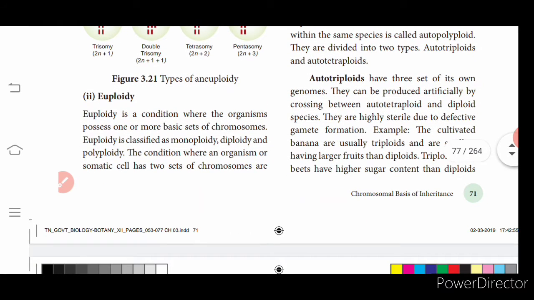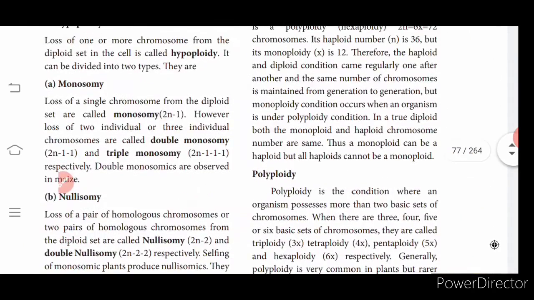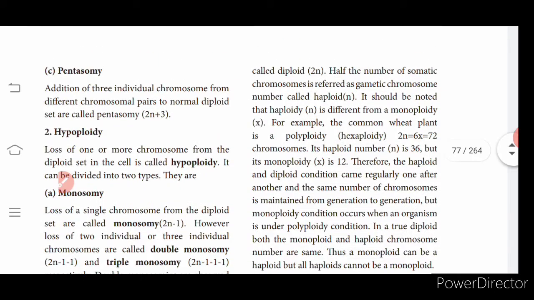Then euploidy. Euploidy is a condition where an organism possesses one or more basic sets of chromosomes. Do you follow? It is the whole set of the chromosomes. It is not the number of chromosomes. That is what we call euploidy.